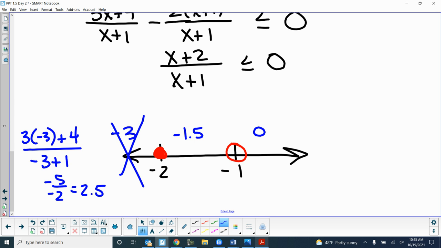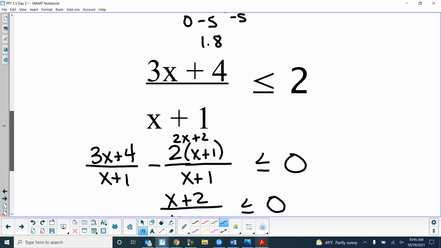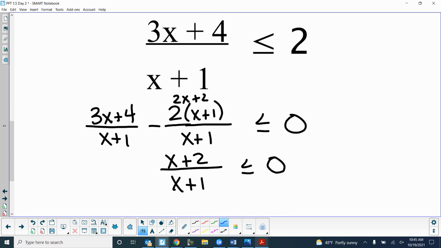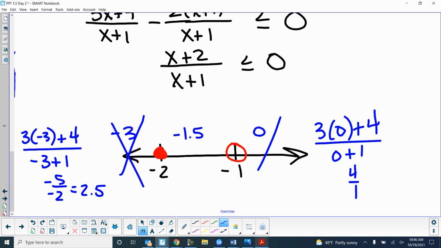All right, let's do the 0 since that's quicker. Is 3 times 0 plus 4 is 4, right? There we go. So I'm doing the right side here. If it doesn't work, then I know the middle should work, right? And 3 times 0 is 0 plus 4 is 4 over 1. Is that less than or equal to 2? No. So it's got to be this one, right?